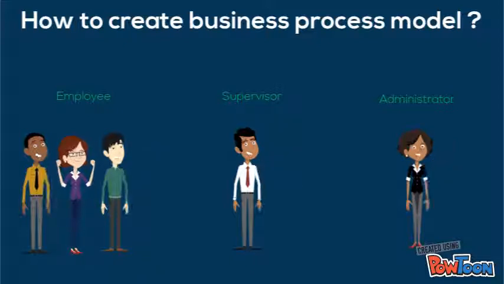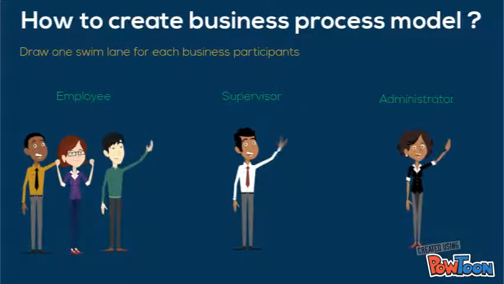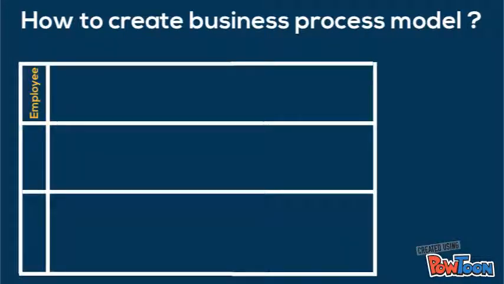Draw one swim lane for each business participant in the process model. In the case study, there are 3 business participants, namely employee, supervisor and claims administrator. Hence, we draw 3 swim lanes, one for each business participant.